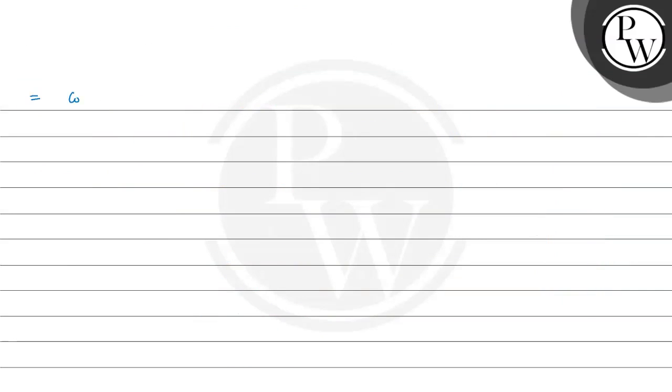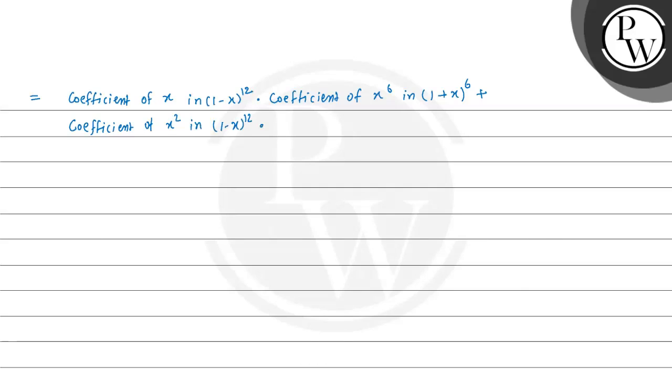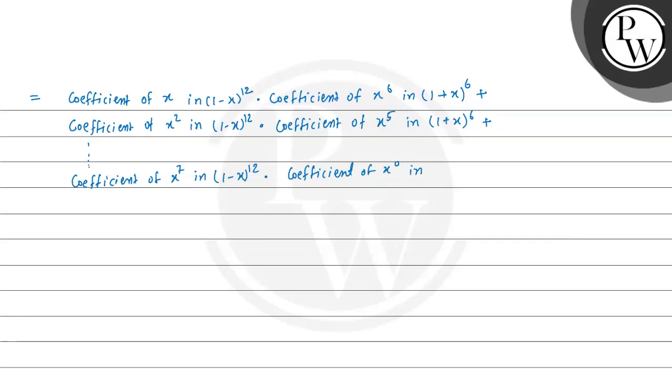So we can write this as the coefficient of x in (1 - x)^12 multiplied by the coefficient of x^6 in the expansion of (1 + x)^6. Similarly, plus the coefficient of x^2 in the expansion of (1 - x)^12 multiplied by the coefficient of x^5 in the expansion of (1 + x)^6, and so on up to the coefficient of x^7 in the expansion of (1 - x)^12 multiplied by the coefficient of x^0 in the expansion of (1 + x)^6.